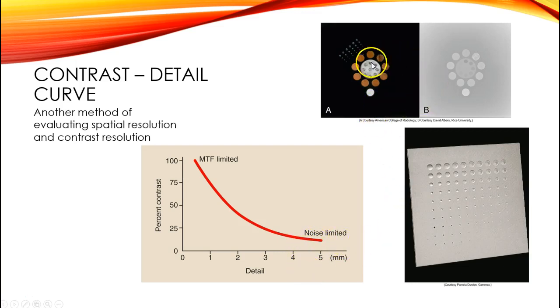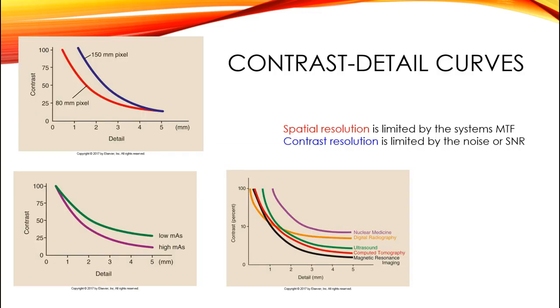So these two pictures here are test tools that physicists take pictures of on your system. And once the images are produced, for example, B here is an actual image of this tool, they perform QC tests on the image to get the information that they need. That is how they can evaluate the system's resolution, either spatial or contrast or both. So these contrast detail curves look like this.